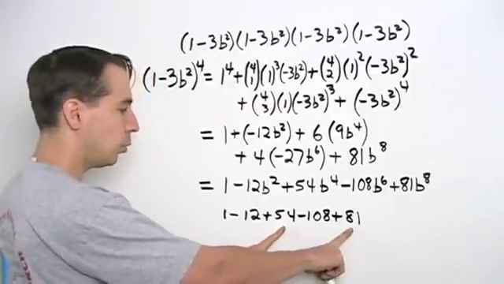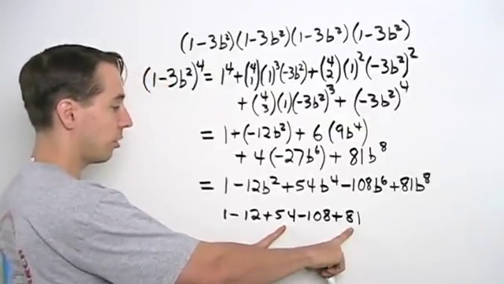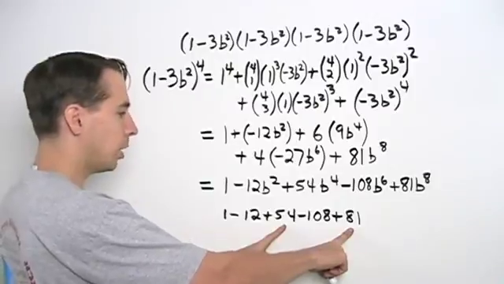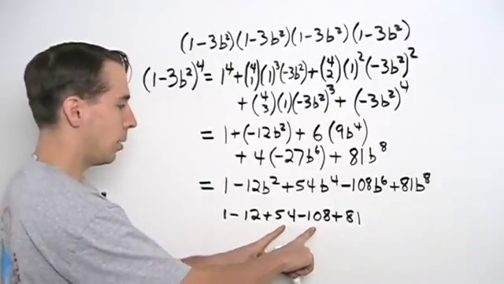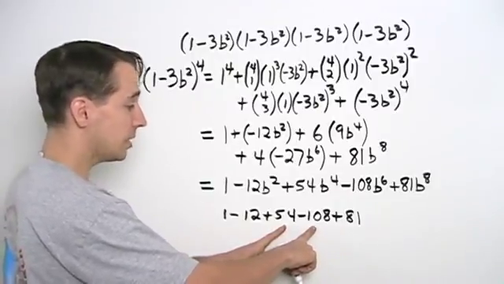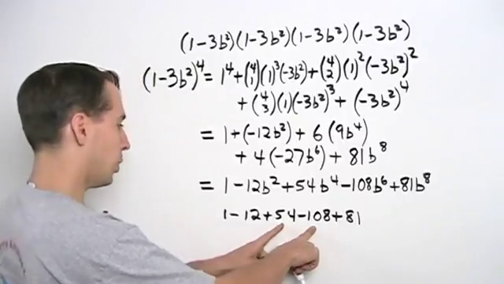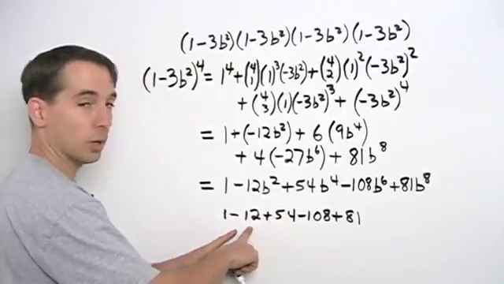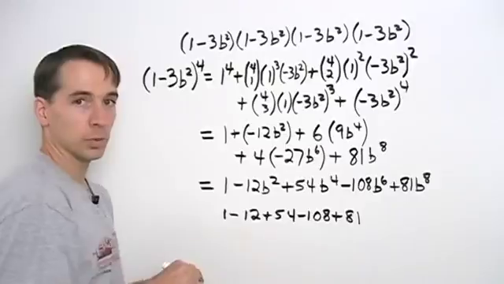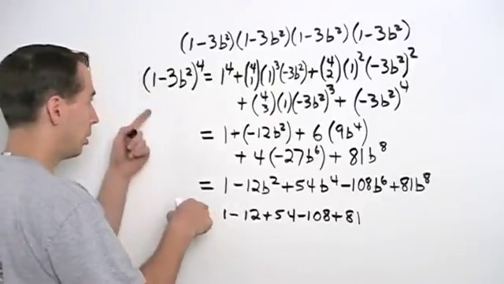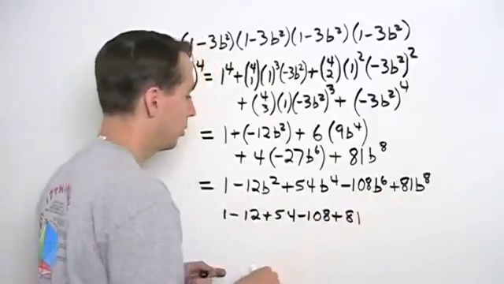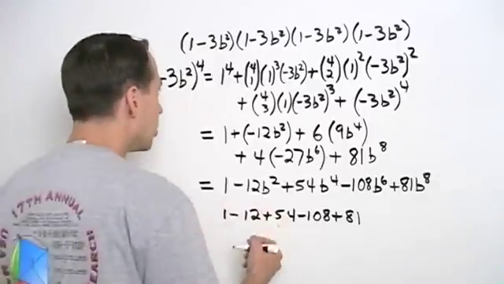So how will we do that? Well, we can add the 81 and the 54. That's 135. 135 minus 108 is 27. 27 minus 12 is 15. 15 plus 1 is 16. So sure enough, I put in 1 in here, put in 1 in here, I get the same thing. So I'm pretty confident I'm right.